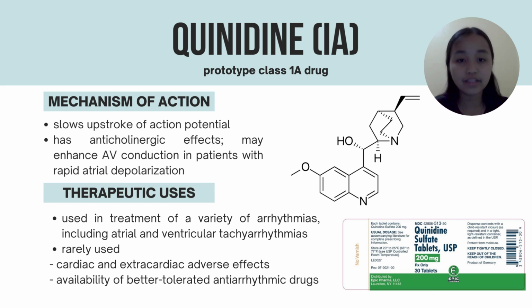So next for the class 1A antiarrhythmic drugs is quinidine. Quinidine is the prototype class 1A drug which binds to open and inactivated sodium channels, therefore slowing the rapid upstroke of the action potential. It also has anticholinergic properties which may enhance AV conduction in patients with rapid atrial depolarization. Quinidine is used in treating atrial and ventricular arrhythmias, but according to Katzung, it is rarely used because of its cardiac and extracardiac adverse effects, which I will be talking about in the next slide, as well as the availability of antiarrhythmic drugs that are better tolerated.